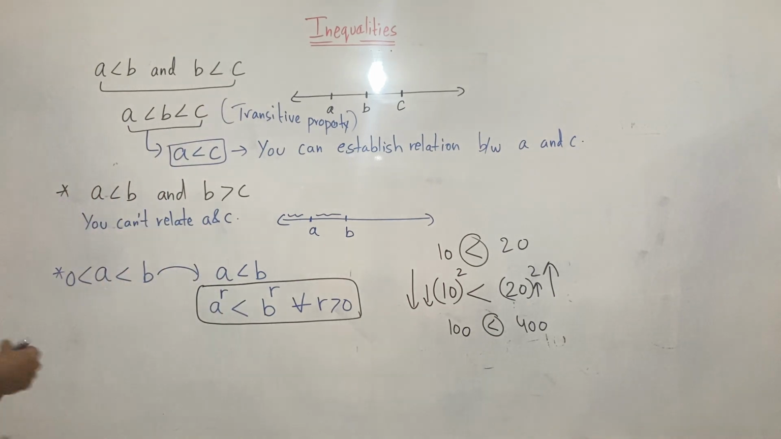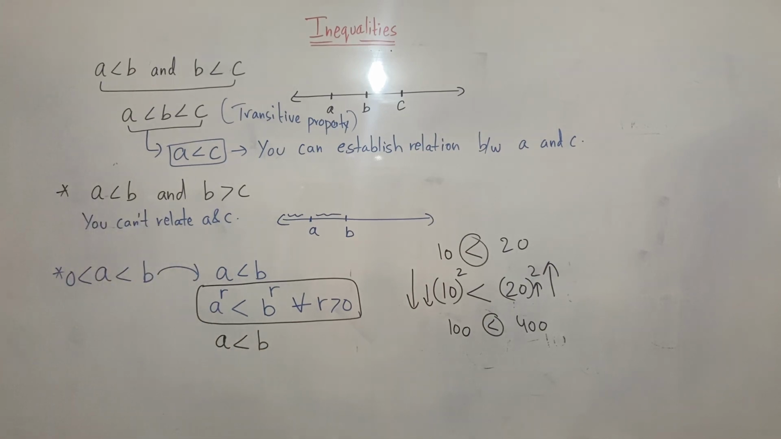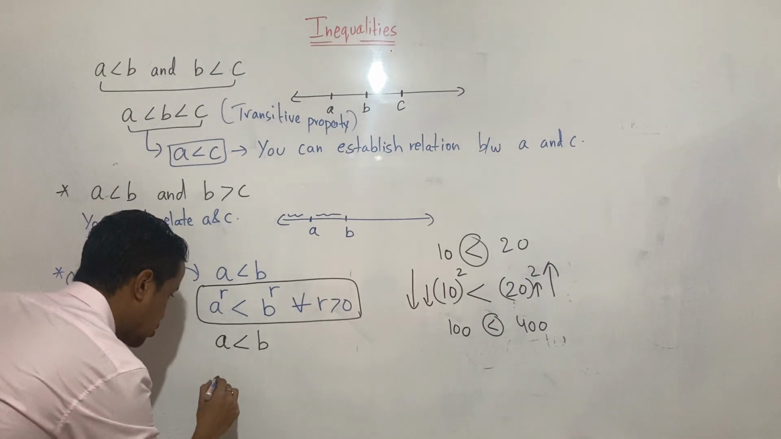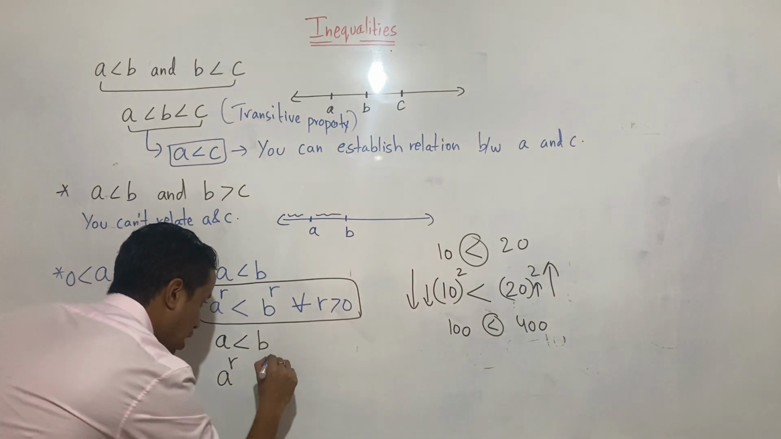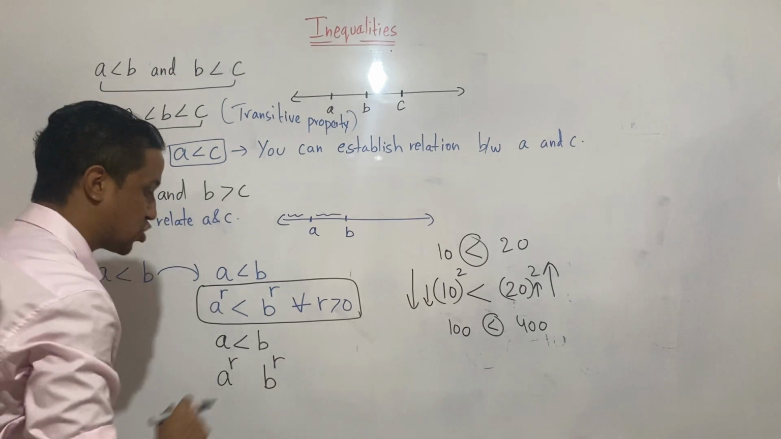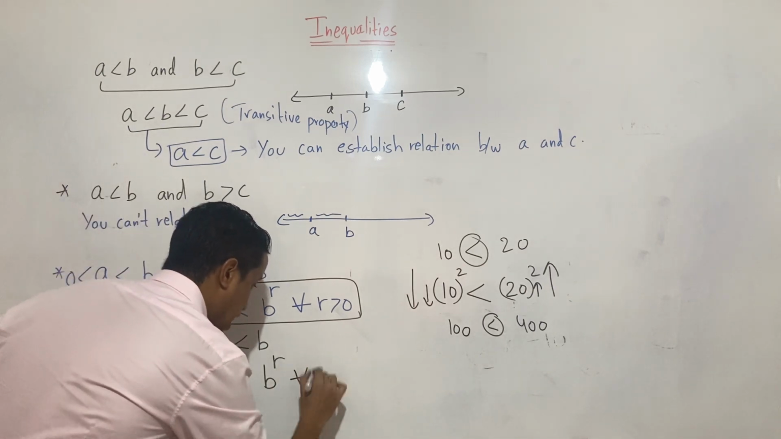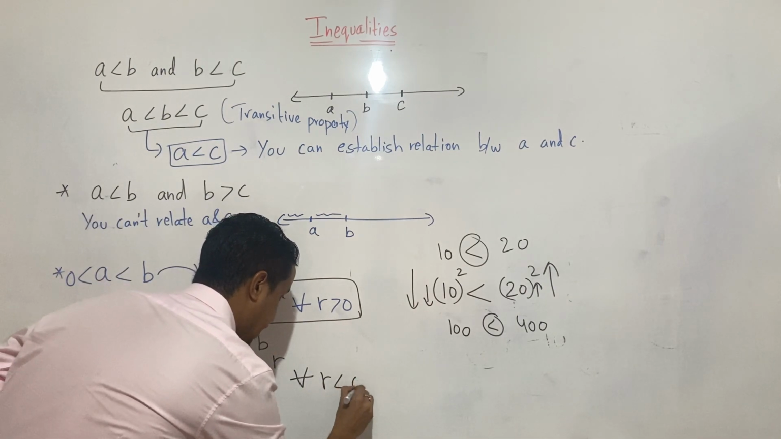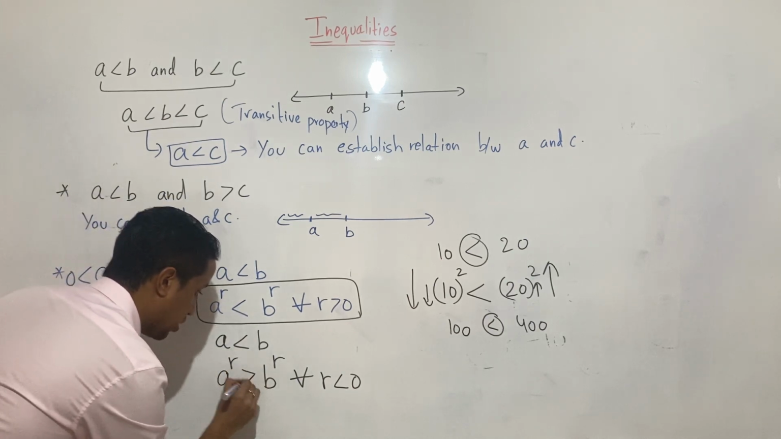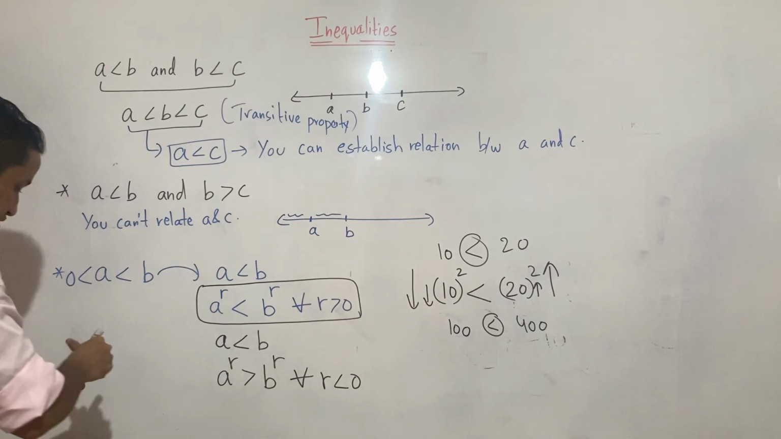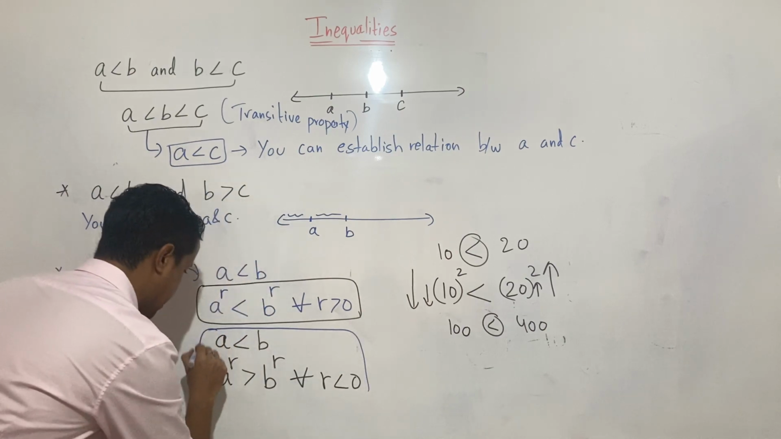Now take the other case. The other case says that if this is the inequality, a is less than b, and you raise the bases on either side to the exponent r, and provided that r is negative, then there is a problem. The sign of inequality will get inverted. Okay, so this is a very important result. This is a very important result.